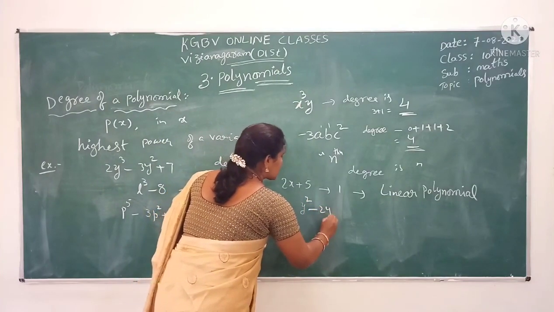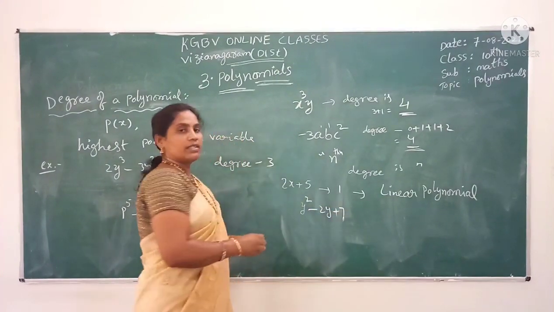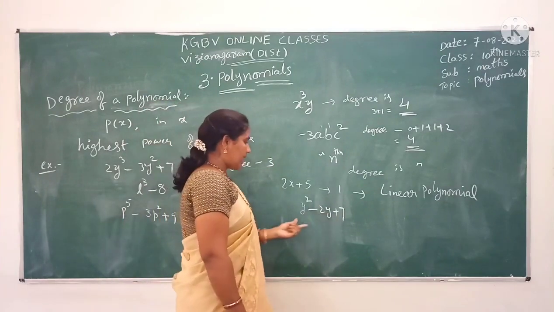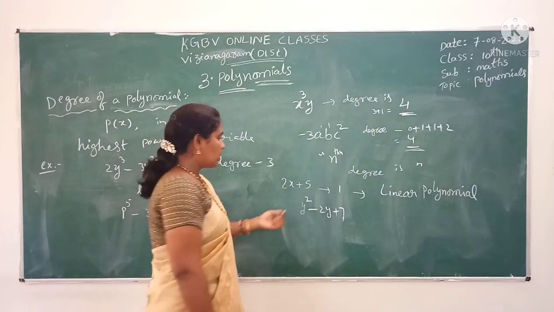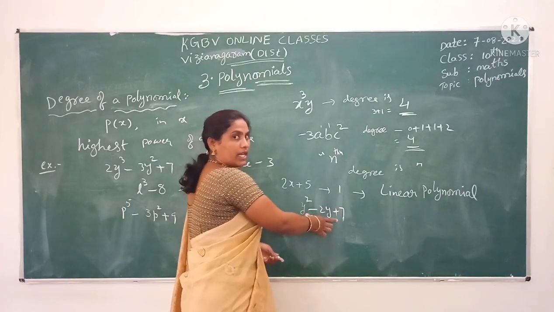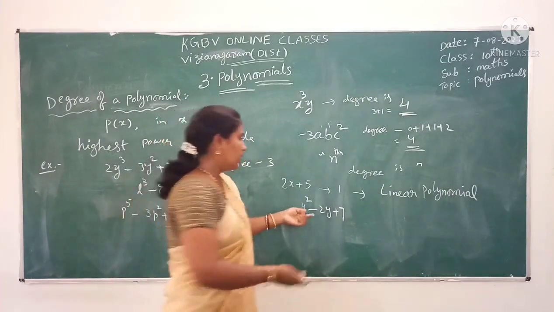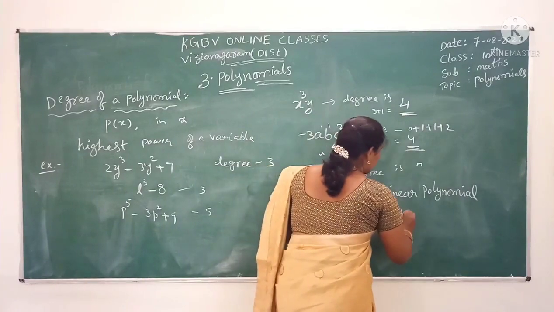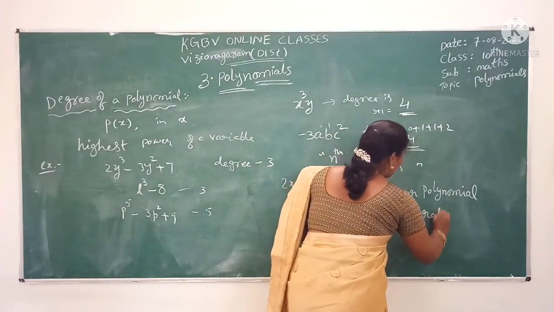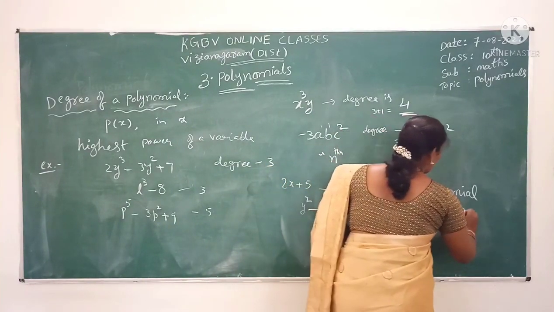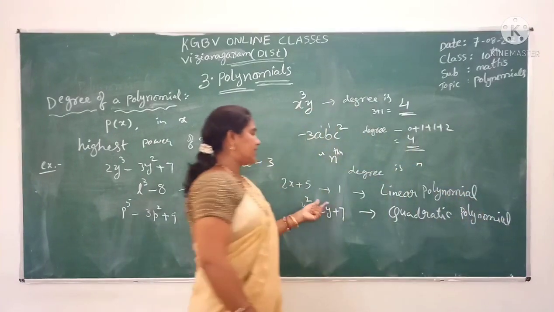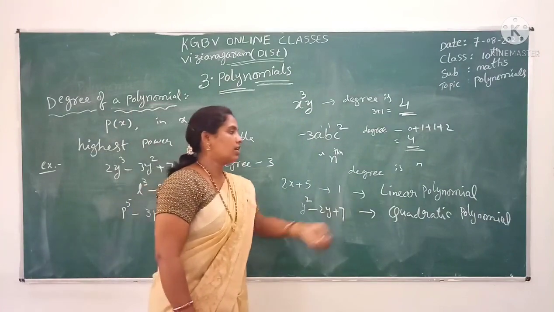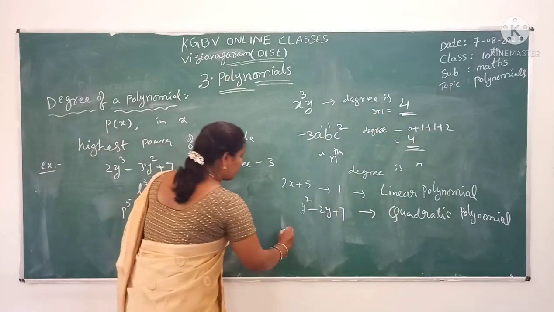Y square minus 2y plus 7. This polynomial has highest degree 2. So a polynomial having degree 2 is called a quadratic polynomial.